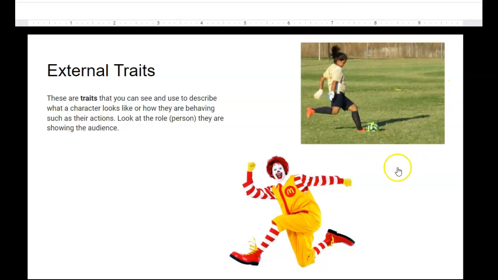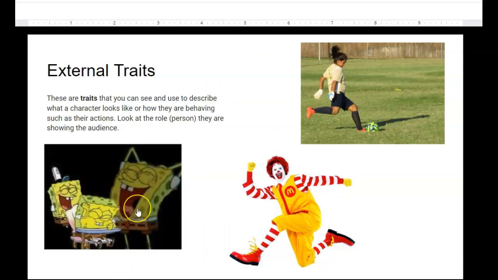We can see from her description that she is a soccer player. She's wearing her soccer uniform, she has a soccer ball, and she has her cleats on, right? And it looks like she's about ready, or she is kicking that ball. Then we can describe SpongeBob, right? Yellow, skinny little legs, buck teeth, and he looks like he's laughing, right? So external traits, traits that we can see, all right?